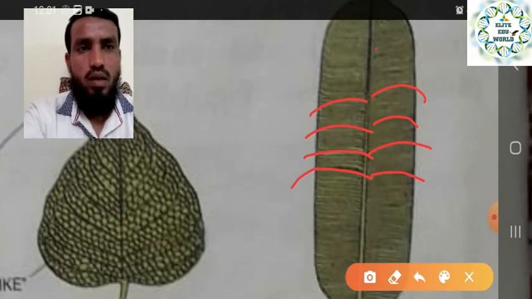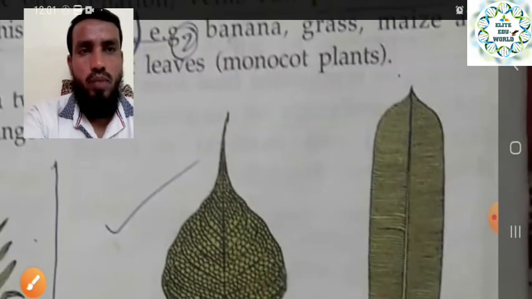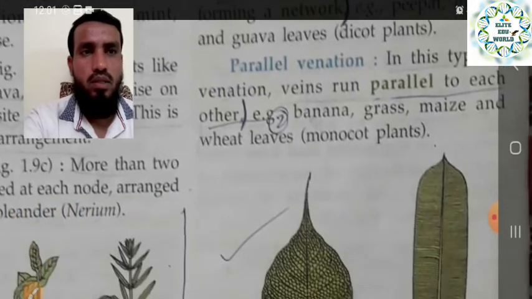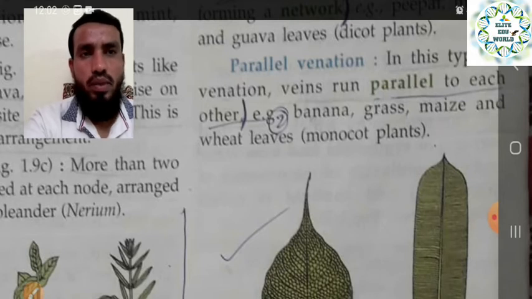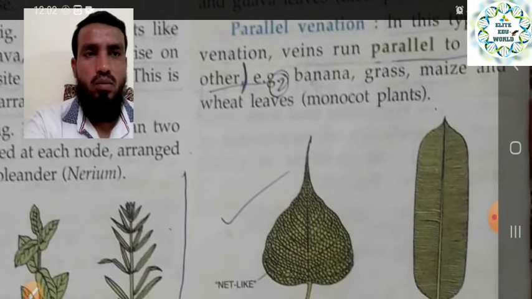This is a midrib, so this has different parallel venations. So this is the second type. In this type, the veins run parallel to each other. Examples: banana, grass, maize and wheat, that are the monocots, right.